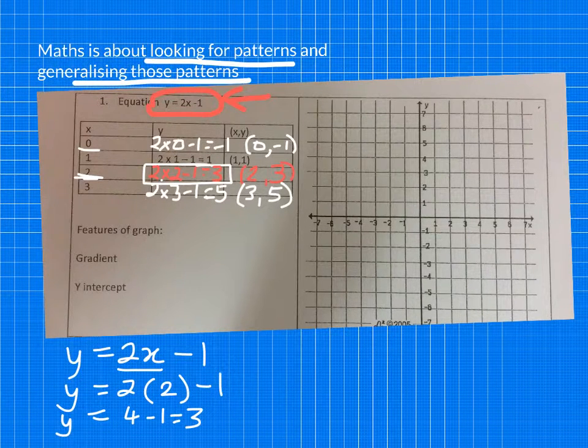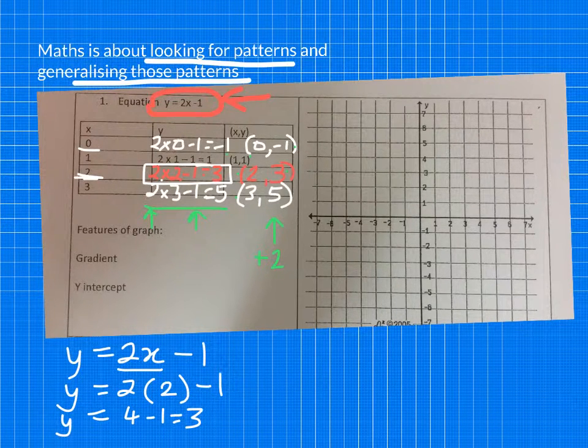We should be looking here for the pattern in that we're doing the same operation each time. Whatever our x value is, we're multiplying it by 2, and then we're minusing 1. And if we look at our set of answers, we should also be looking for patterns. As x is 0, 1, 2, 3, y is negative 1, 1, 3, 5. So y appears to be going up in a pattern. It appears to be going up in 2s.